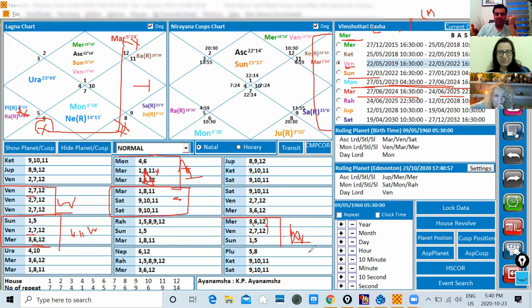In the Mars period, you know Mercury is weak. Mars is now coming. Will you ask this person to take risk and start investing money, or will you say no, go slow? I would say no. Even though there's a 10 and 11, there's no 2, and there's no 6, and there's no 7.